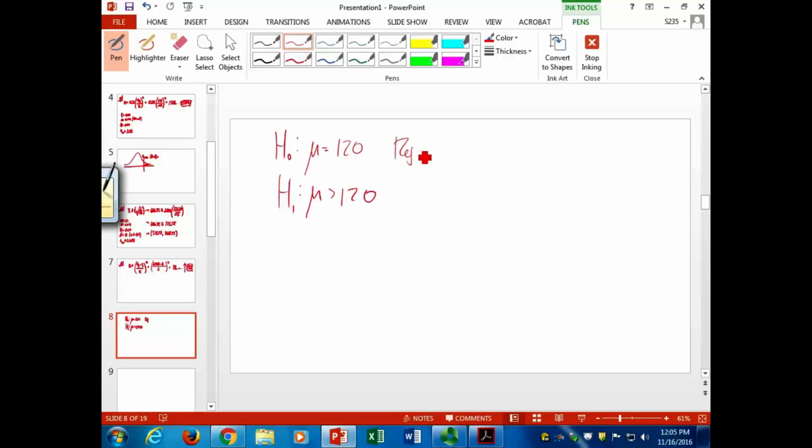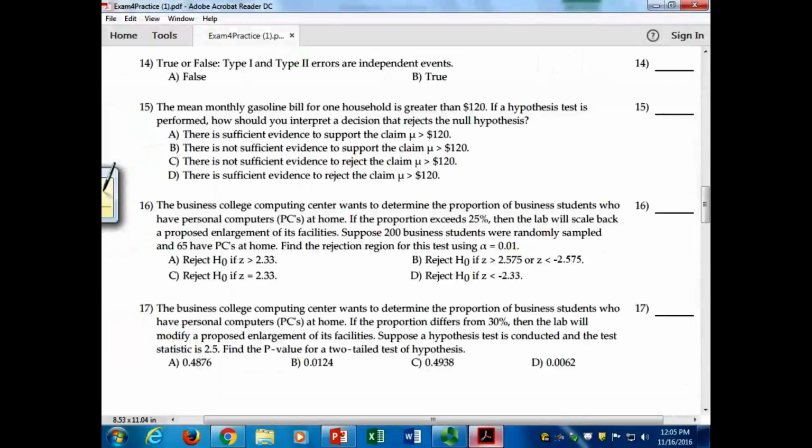Then if you reject this hypothesis, what you're saying is what? There is evidence mu is greater than 120. Right? So you're rejecting the null hypothesis that it is 120 in favor of the alternative. So there is evidence that mu is greater than 120. So which one of those matches what I just said? That would actually be A. Yeah.